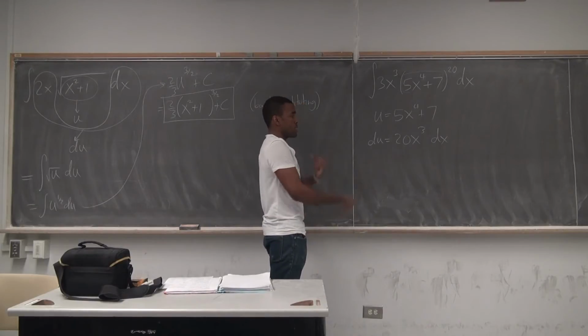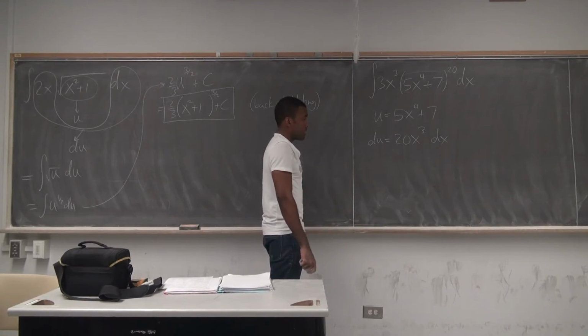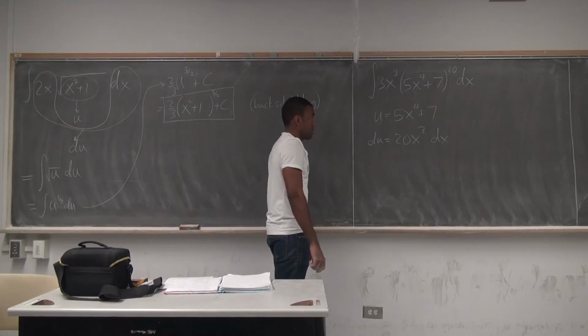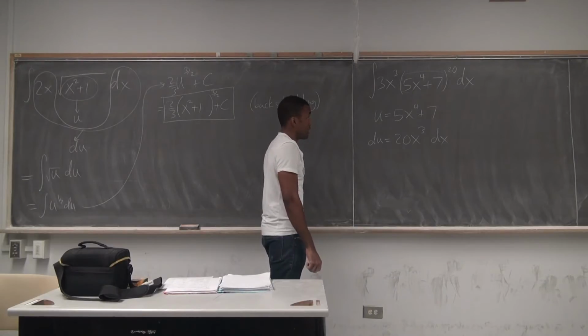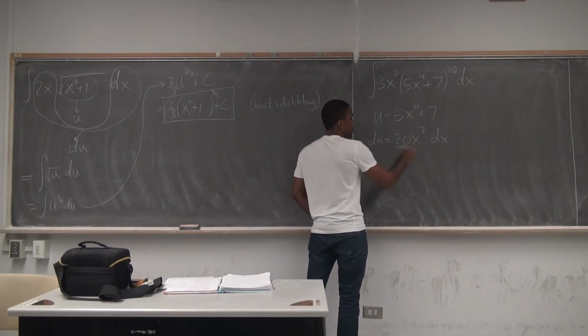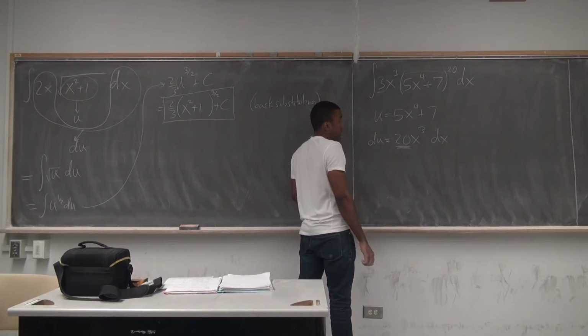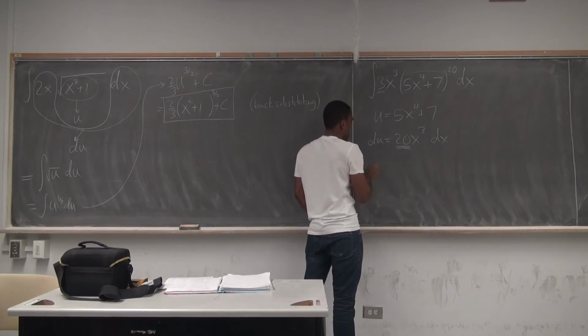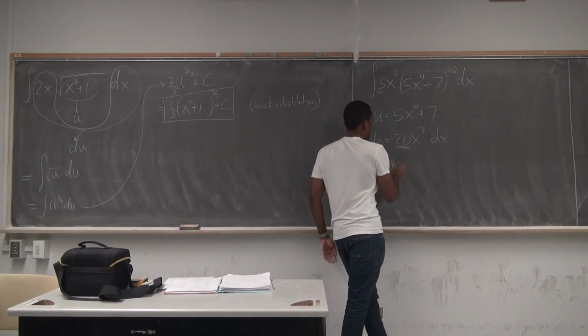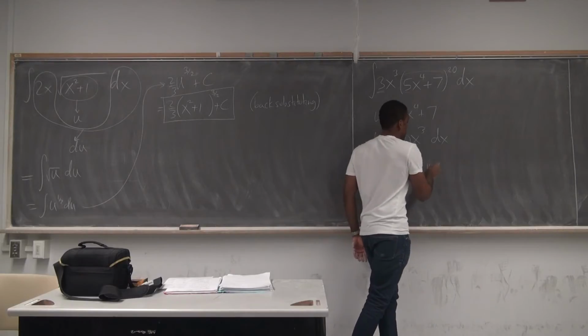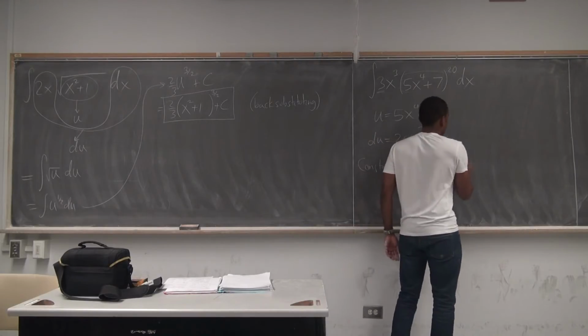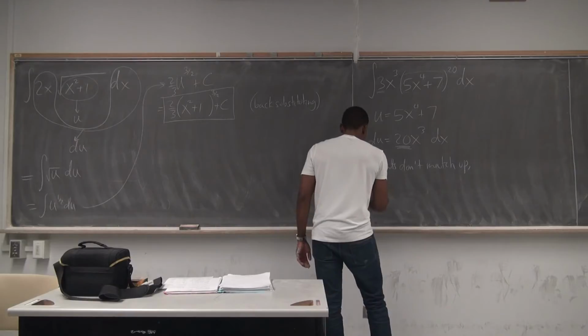Now remember that I want to start swapping things out. But there's a problem, not insurmountable, but a problem nonetheless. Here I have 20x cubed, but I only have x cubed in the integral. So the constants don't really match up. How can I fix that? We have a couple of ways of dealing with this.